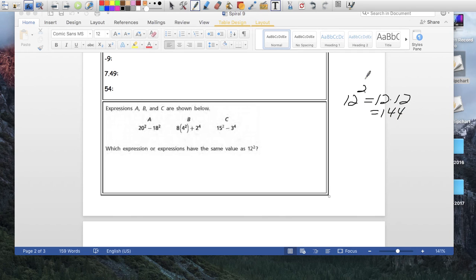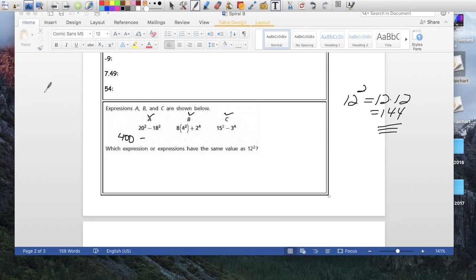So you can think of it as 12 to the second power, or 12 times 12, but they all mean the same thing. So which of these 3, A, B, or C, have that same value of 144? Well, I guess you have to just solve it. 20 to the second power minus 18 to the second power. You can't subtract these numbers as they are, so you really have to find the exponent, change your exponential form to a standard form. 20 to the second power is 20 times 20, which is 400.